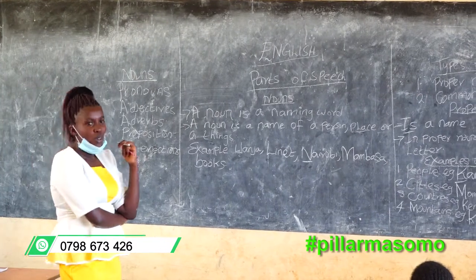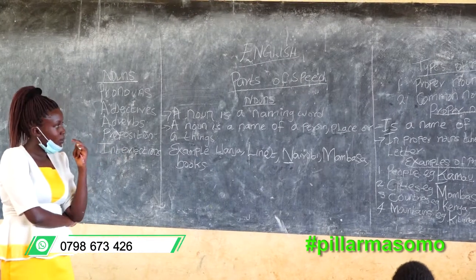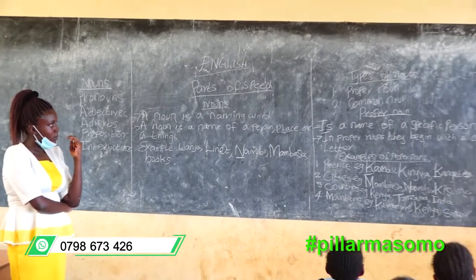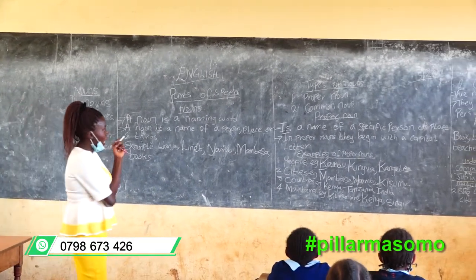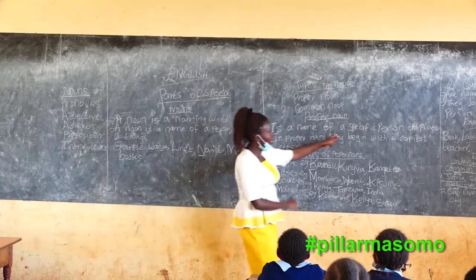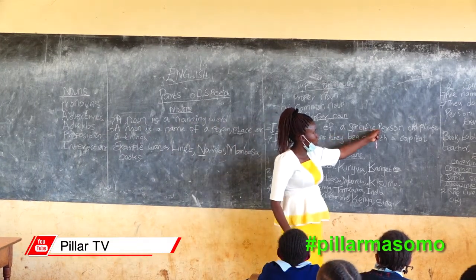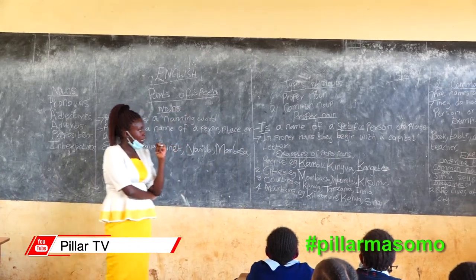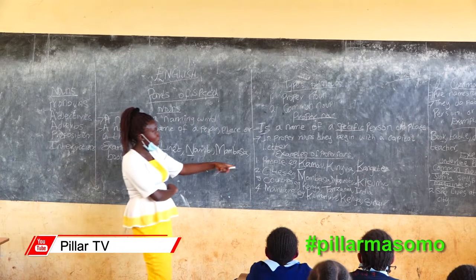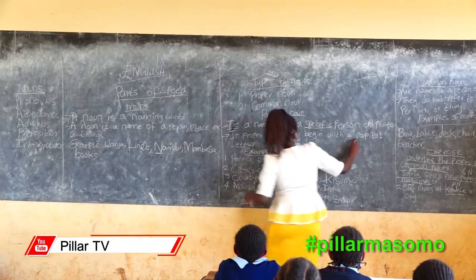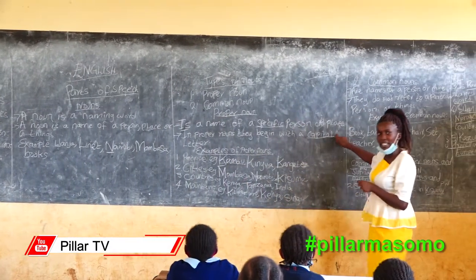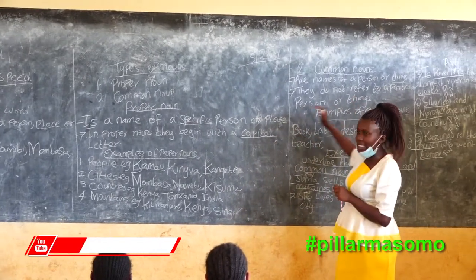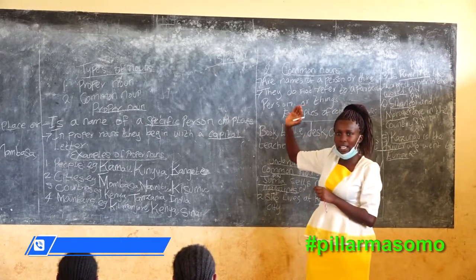So, what are proper nouns? It's the name of a specific person or place. Then in proper nouns is where we start with the capital letter. We begin with the capital letter, whether that name is at the center, at the end, or in the beginning.